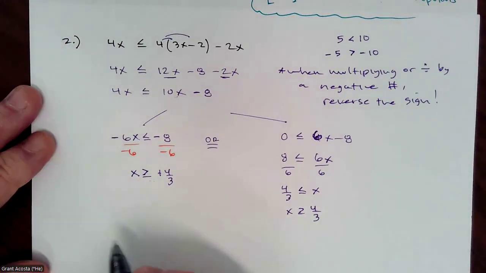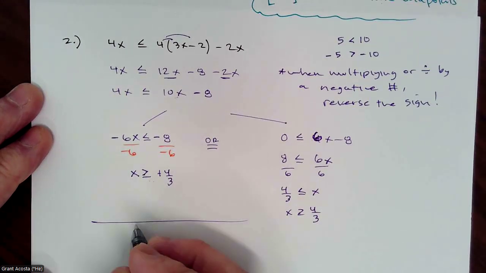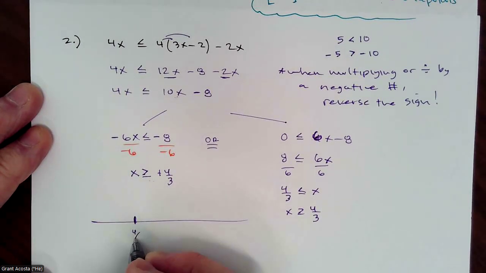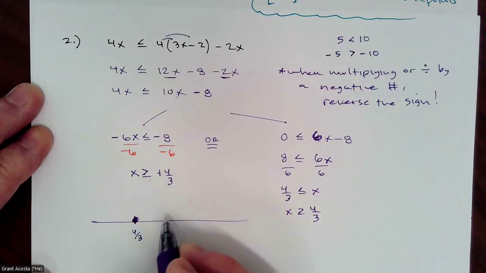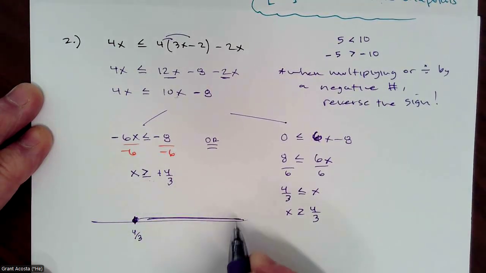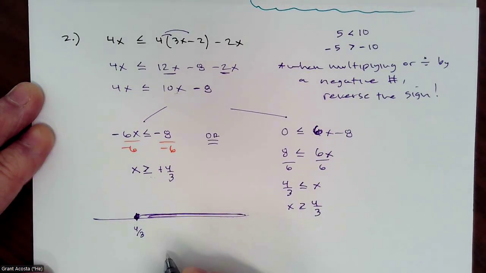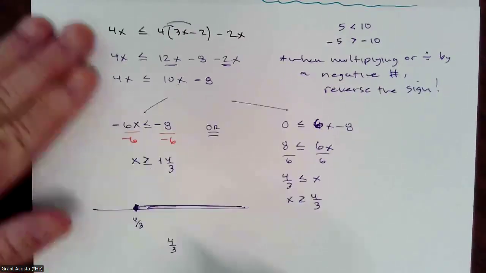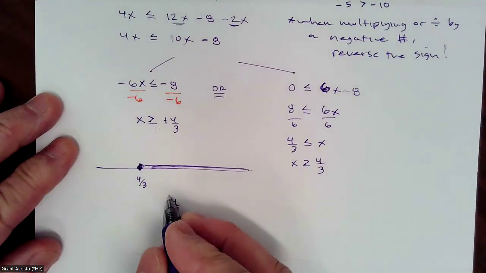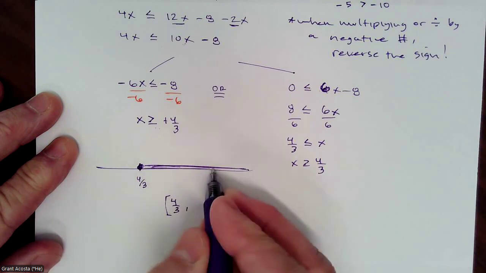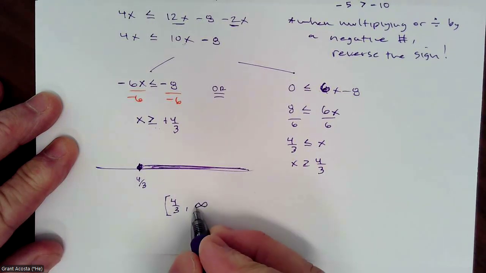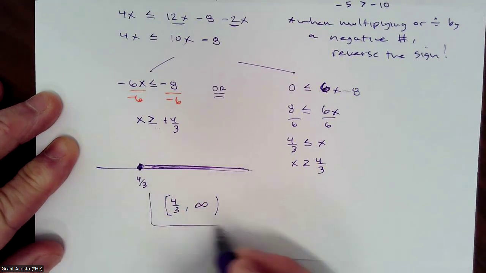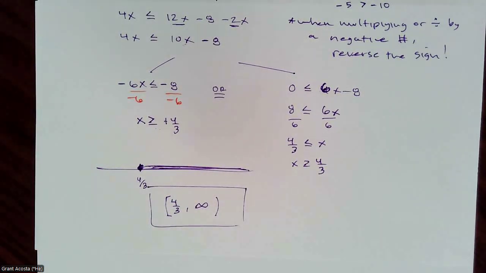So either way, but now let's get our answer here, and I'm going to draw this on a number line. So here's 4/3 somewhere on the number line, and we want all the numbers, including 4/3, this time greater than or equal to. So in interval notation, the smallest answer we want is 4/3, and we want to include that, and we want all the numbers from 4/3 to infinity, not included. So you can't include infinity.